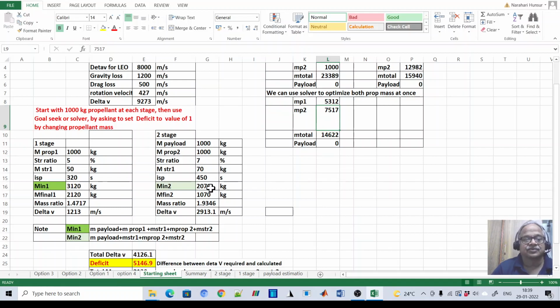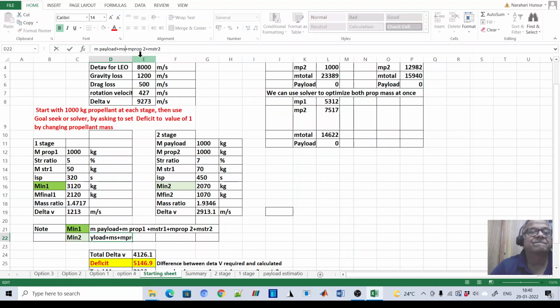In this case, of course, you have to also jettison the structure mass. So I'll just make a small correction here. So that will add up to about 2070: 1000 for the payload, 1000 for the propellant, and 70 for the structure. ISP is 450 seconds. Again, plugging in that formula, delta V is equal to g times ISP times the logarithmic ratio between initial and final mass, you will get a delta V of 2913 meters per second.